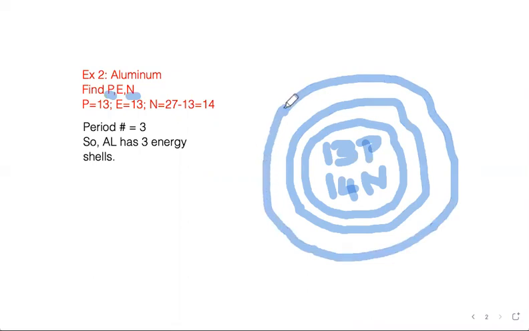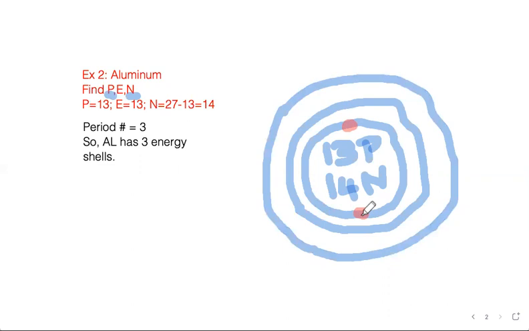So the last step, I want to put the electrons. I want to place those electrons in the energy shells. So start from the first shell. We know the first shell will hold a maximum of 2 electrons, so 1 and 2. So out of 13 electrons, we've put 2 electrons already.